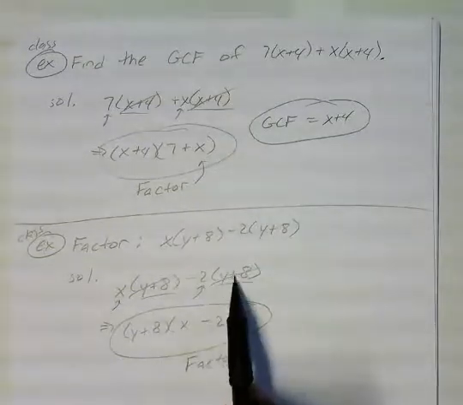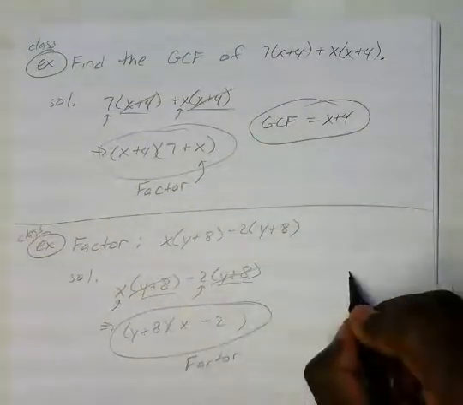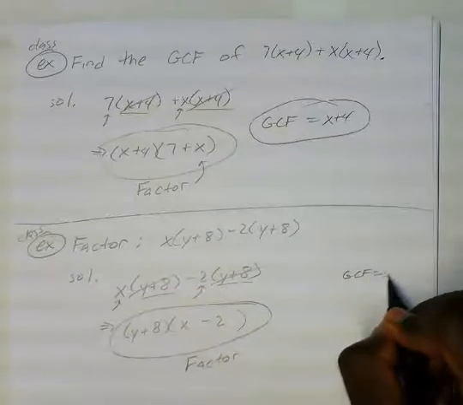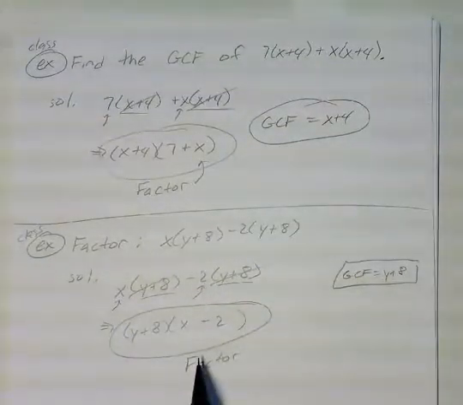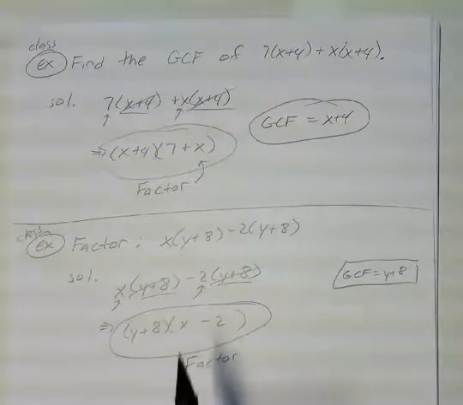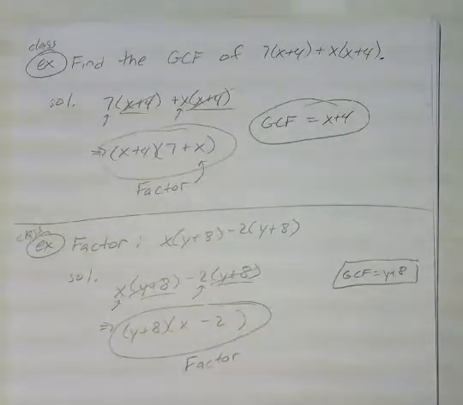Now we know our greatest common factor was (y + 8). That's just a little side note there. But our actual factor is (y + 8) times (x - 2). Alright, so hopefully this made sense, and I'll see you on the next video.